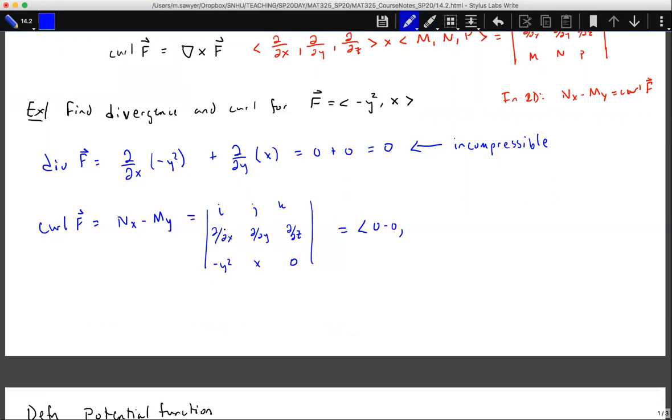And then our second entry, the partial with respect to x is 0, partial with respect to z of negative y squared, so 0 minus 0. And then we get the partial with respect to x of x is 1. The partial with respect to y of negative y squared is minus 2y, but we tack on the negative, so we get 1 minus 2y. So that becomes 1 plus 2y. So this is our curl of f. So we curl out into the z direction into our vector.